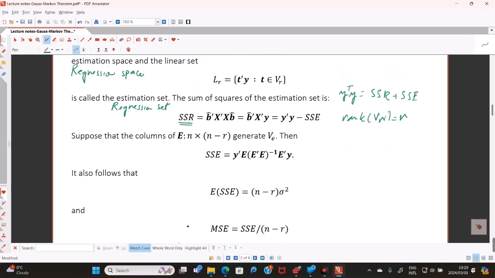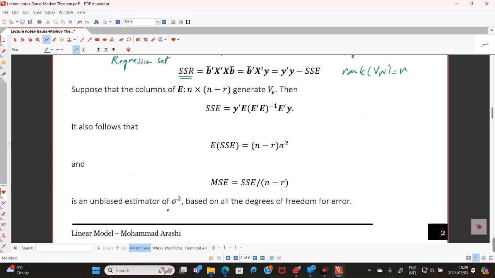And subsequently, the expected value is equal to n minus r sigma squared, and SSE divided by n minus r gives sigma squared, which is an unbiased estimator of sigma squared. So you can simply divide it by n minus r and get an unbiased estimator for sigma squared. So better say 1 over n minus r SSE is an unbiased estimator for sigma squared.